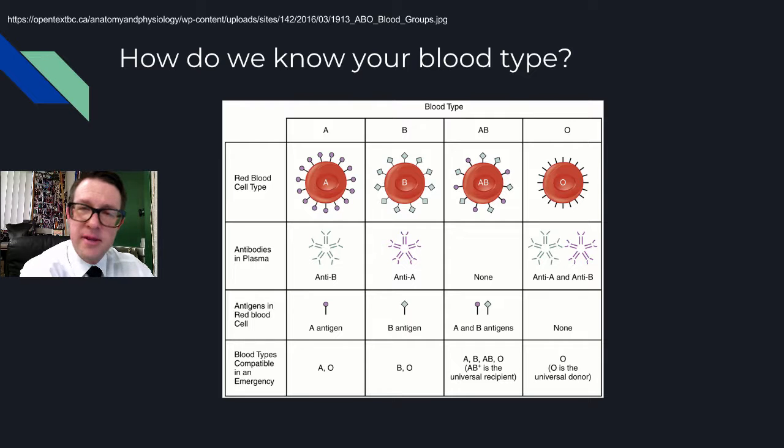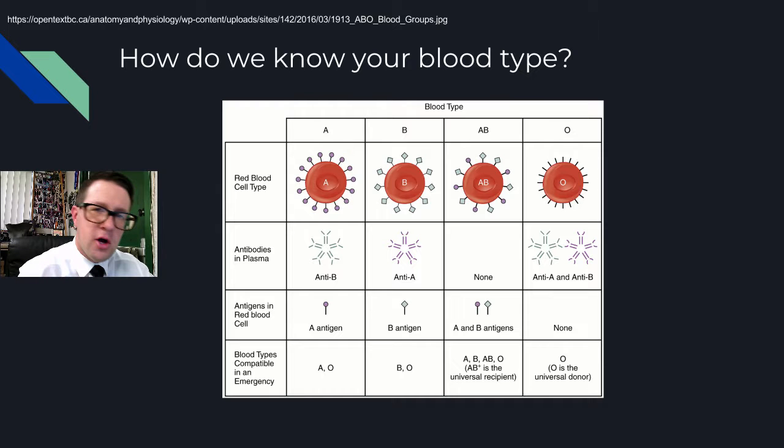If you have type B blood, you have a different surface protein, a different surface antigen, which means you would react to anti-B. If you have type AB, that turns out to be because you have both the A antigens and you have the B antigens. So you would react to anti-A and you would react to anti-B.